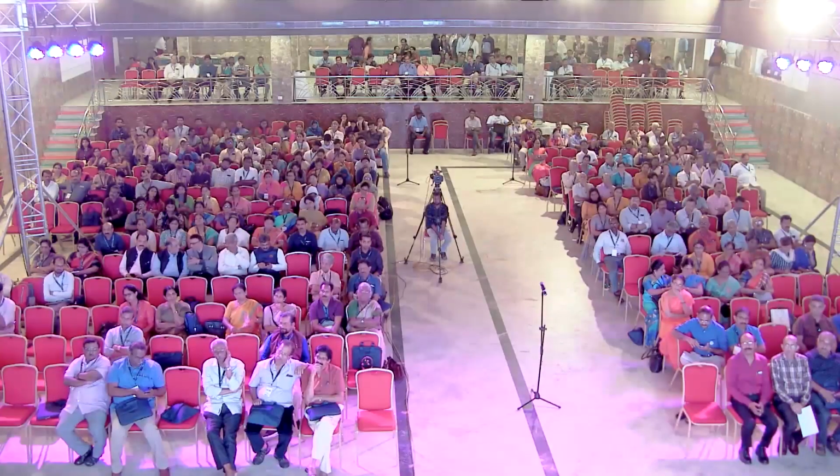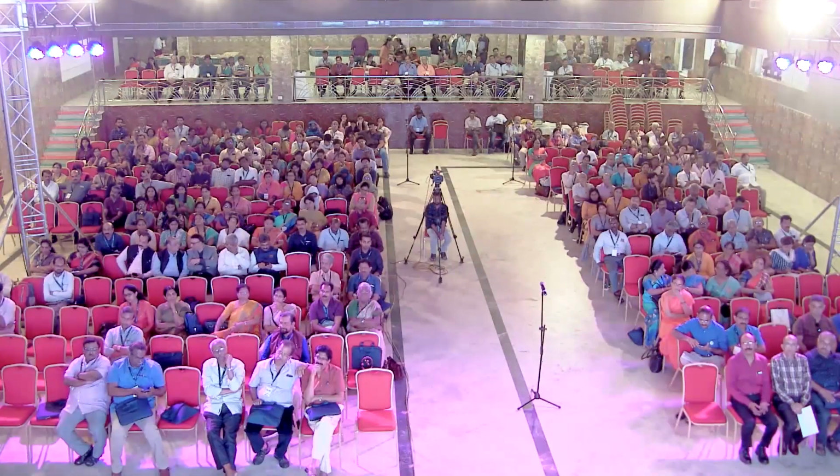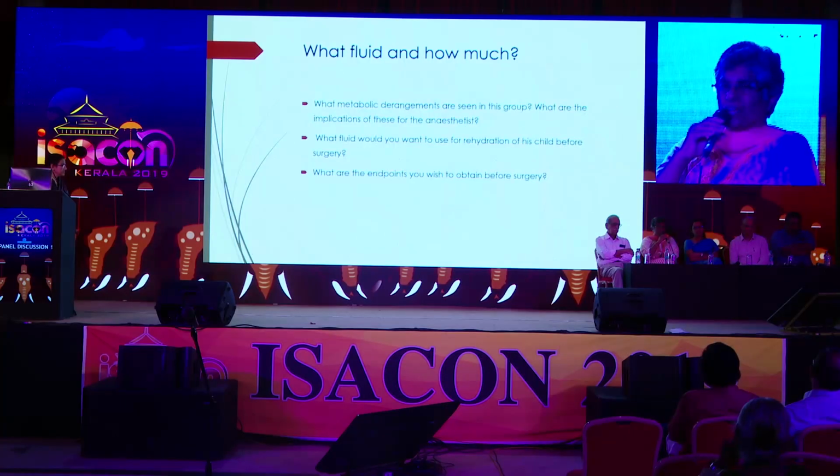The question of what fluid would you want to use for rehydration? If the child falls into the severe category, the first thing we do is to give sodium chloride. 20 ml per kilogram is given first. If, on the other hand, the child goes into the moderate category, which this child seems to be, we would give 5% dextrose with half normal saline. We do not add potassium until the child starts producing urine. Once the child starts producing urine, we add potassium to this fluid.